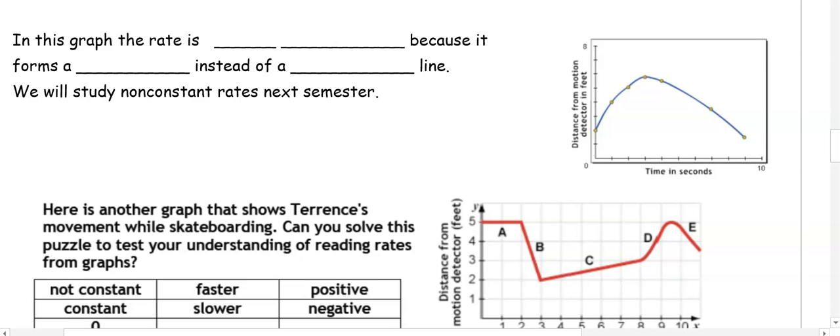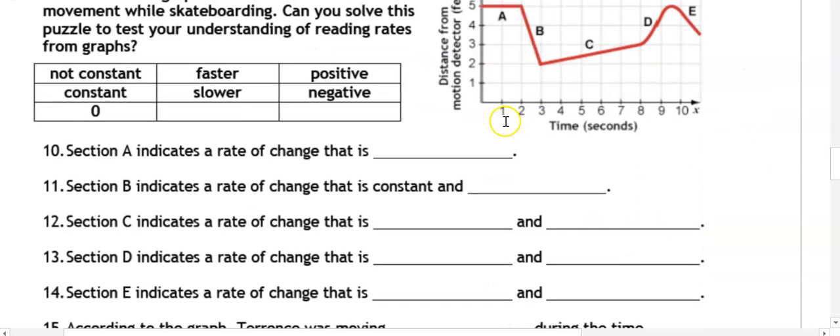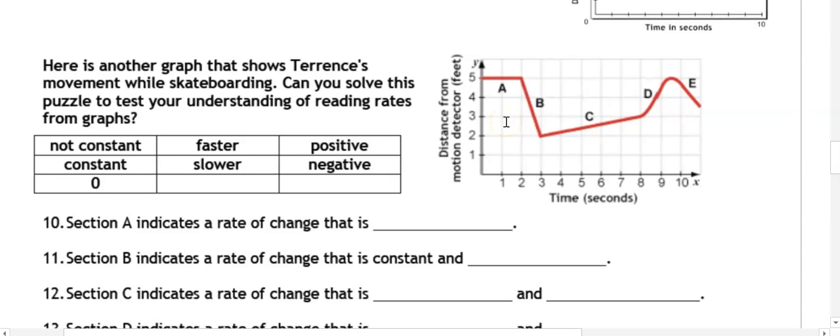In this graph, notice that our line is curved, which means that it is not constant because it forms a curve instead of a straight line. But this is something that we will talk about later on next semester. So here's another graph that shows Terrence's movement while skateboarding. Can you read the puzzle to test your knowledge of understanding rates from a graph?